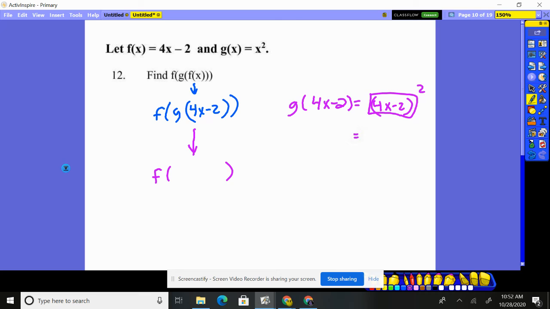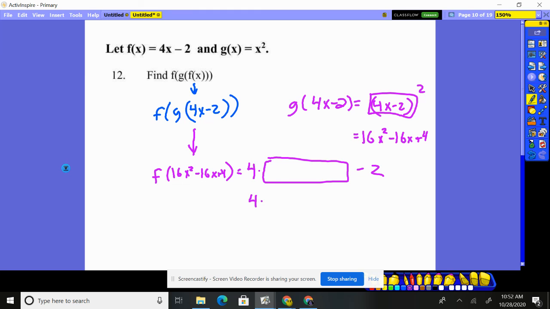That was one of the last problems, which that answer was 16x squared minus 16x plus 4. So we now have to evaluate f of 16x squared minus 16x plus 4. So I'm going to go to the f function. The f function says do 4 times whatever they give you, take away 2. What did they give us? They gave us this 16x squared minus 16x plus 4.